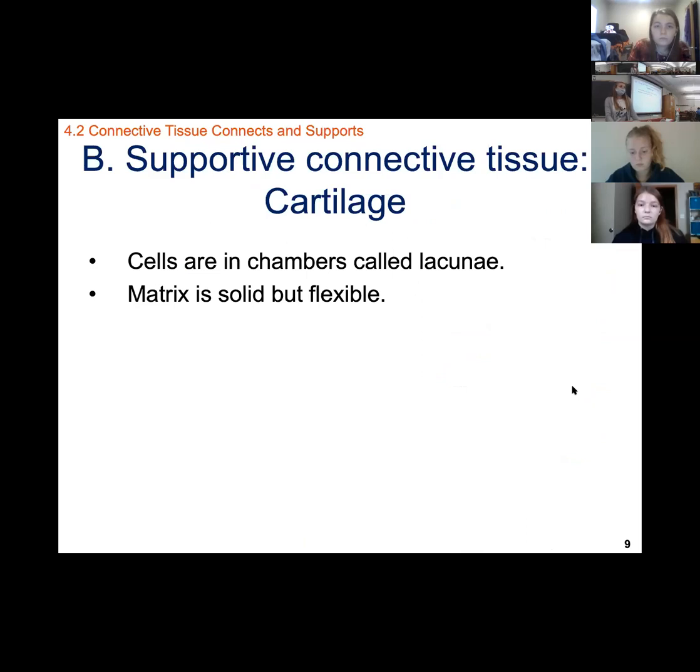Okay, this is the cartilage, like the cartilage in your ear. The cells are in chambers called lacunae, and the matrix is solid but flexible. I think the best example of that is your ear, right? Your ear maintains shape, it is solid, but you are able to bend it and it is flexible.